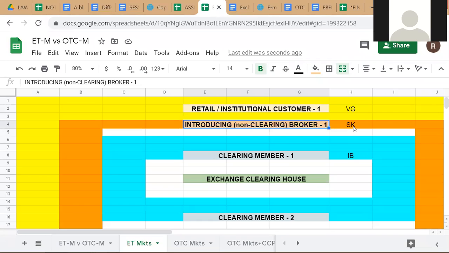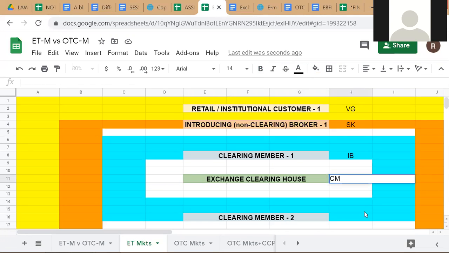Sher Khan calls him up and says, Vipul, do you want to trade? And Vipul says, yes. Okay, then Sher Khan is not itself a clearing member on the CME. So they have a tie-up with IB, and then you have the CME clearinghouse. Okay, so this is the exchange clearinghouse, which is CME clearing.